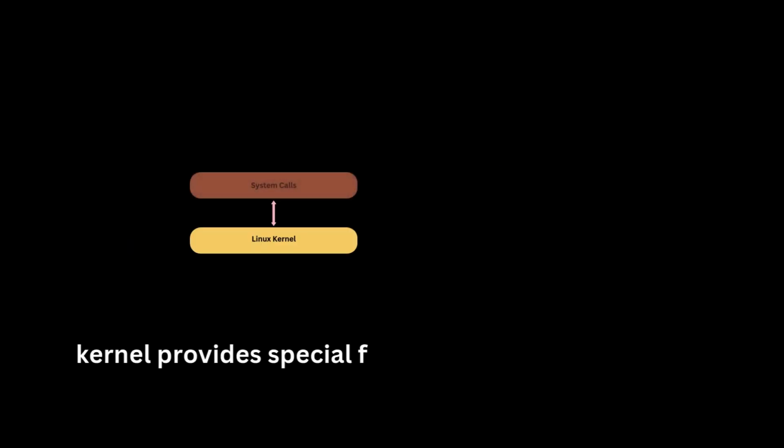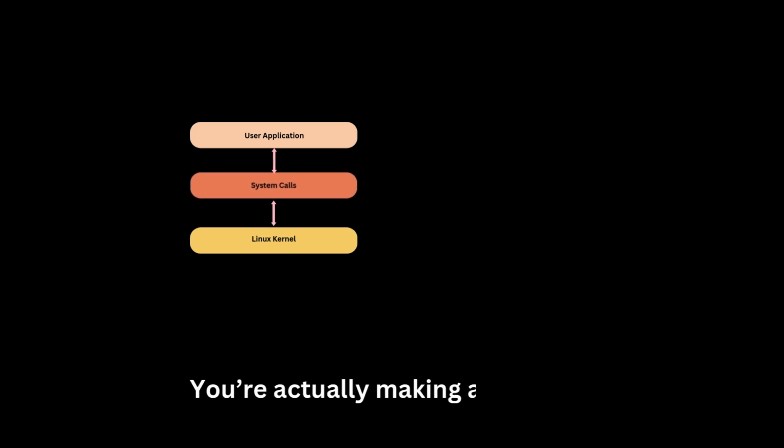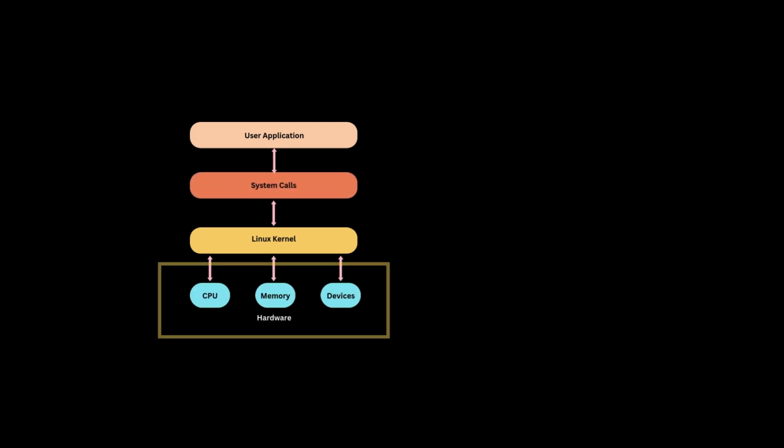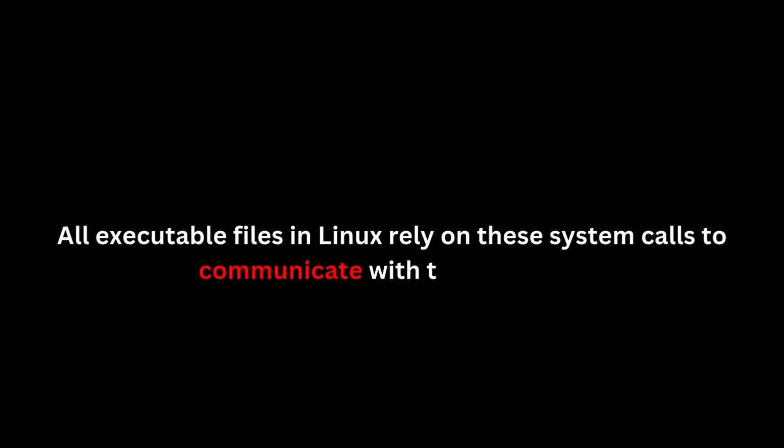The kernel provides special functions called system calls for developers. For example, when you use the printf function in C or C++, you're actually making a system call. Any CPU, memory, or hardware-related operation goes through the kernel via system calls. All executable files in Linux rely on these system calls to communicate with the hardware. The Linux kernel is designed to be as small and efficient as possible to keep the system stable and easy to maintain.